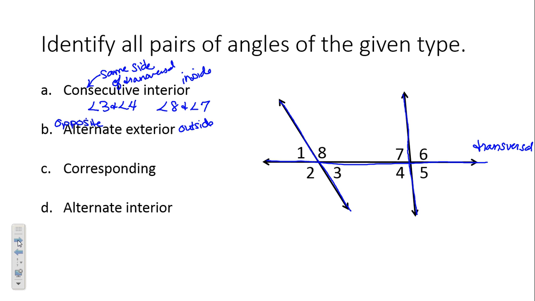Which one's alternate exterior to number 1? Opposite side of the transversal, outside. Kevin. 5. So angle 1 and angle 5 are both exterior, but they're on opposite sides of that transversal. Okay. If 1 and 5 are one pair of alternate exterior angles, what's the other pair? Thank you, Amber. Angle 2 and angle 6.